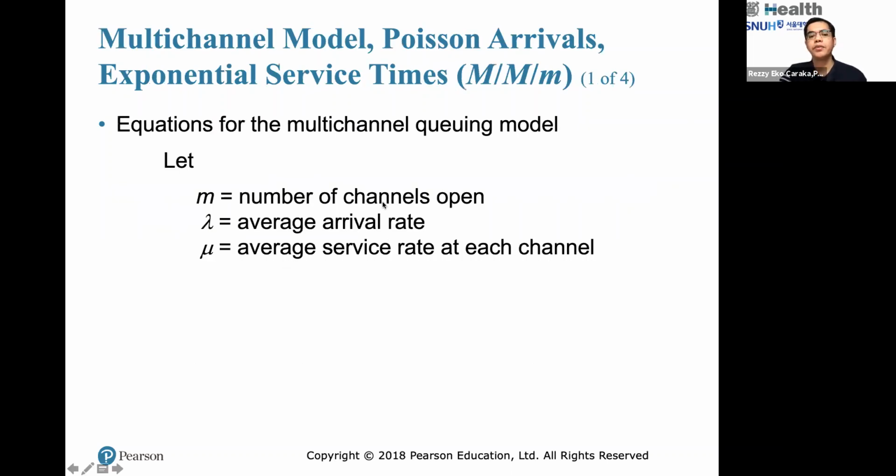And what if we have more channels? We have the multi-channel model, the M/M/m model, so we use these parameters: capital M and small m. We have 3 parameters here. First, the number of channels open, which is small m. We have lambda, the average arrival rate. Also, we have mu, the average service rate at each channel. So we have 3 parameters: m, lambda, and mu.